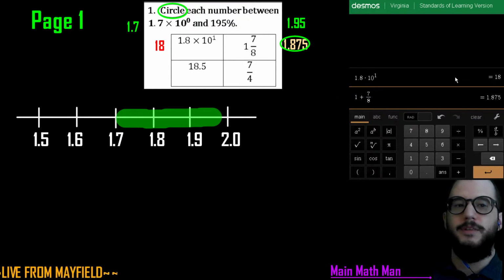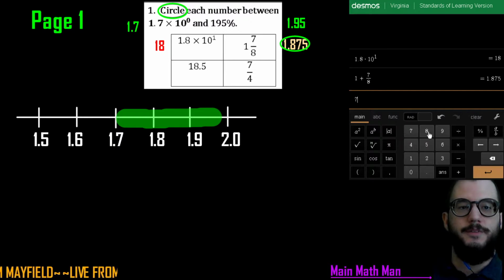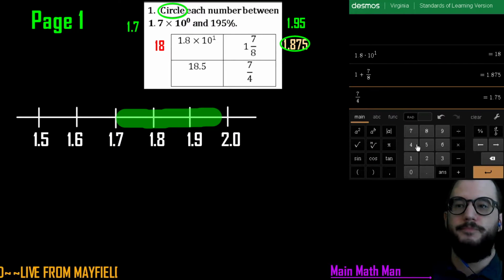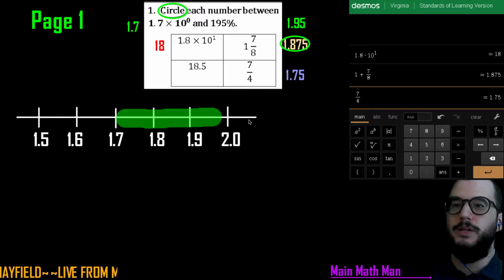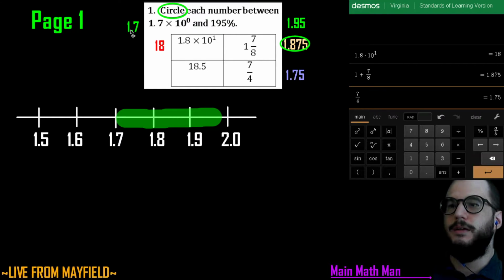And for this last one, we're going to say, all right, for 7 over 4, I have that it's going to equal 1.75. And so I'm going to say that this value is 1.75. Is that between it? Yes, it is. It's greater than 1.7, but it's going to be less than that 1.95. So it's actually going to be right in the middle of 1.7 and 1.8. So I am going to select these two values.